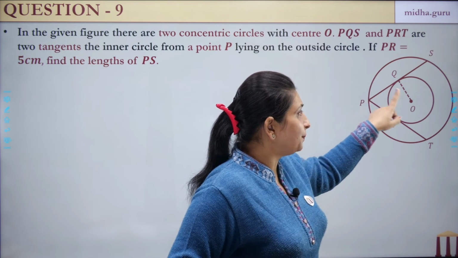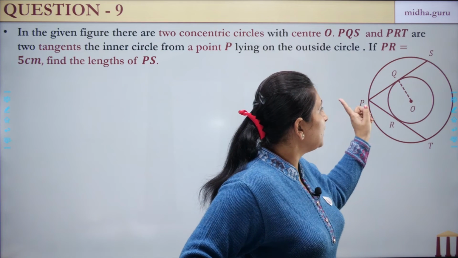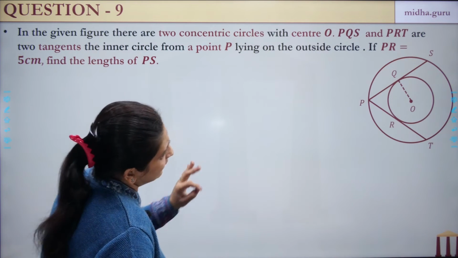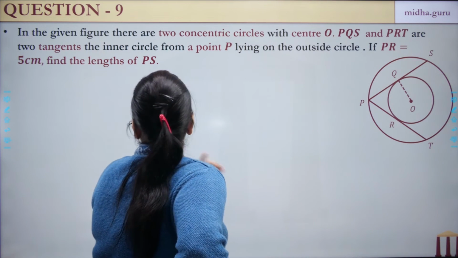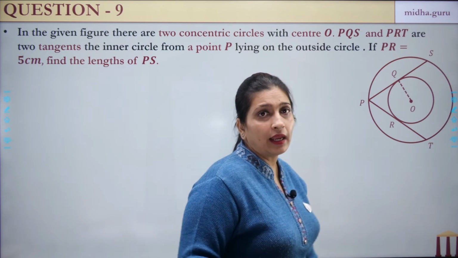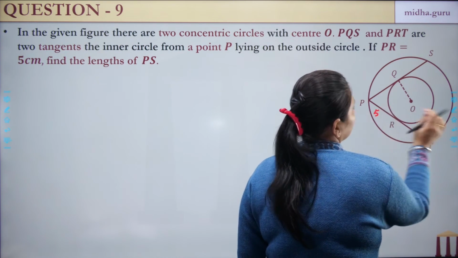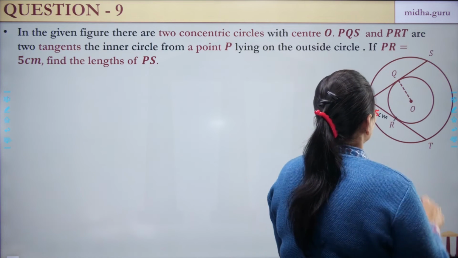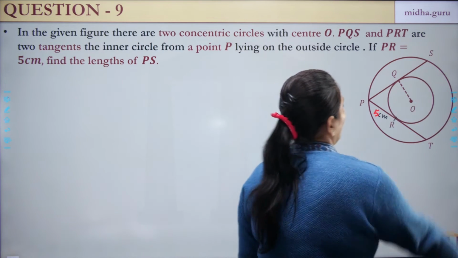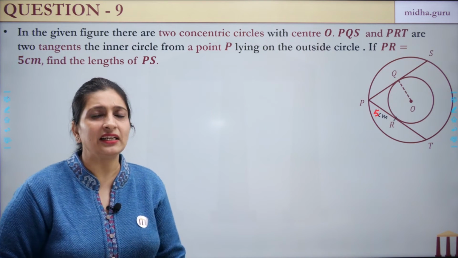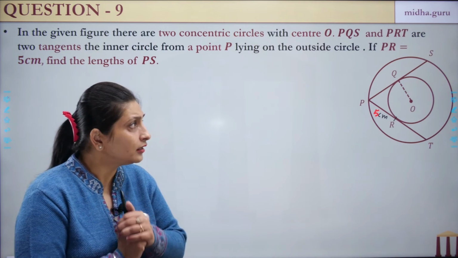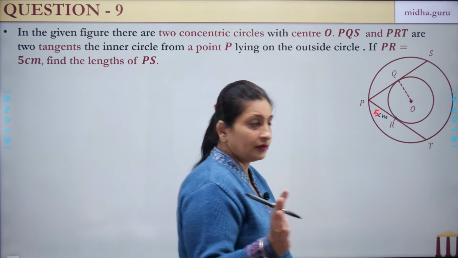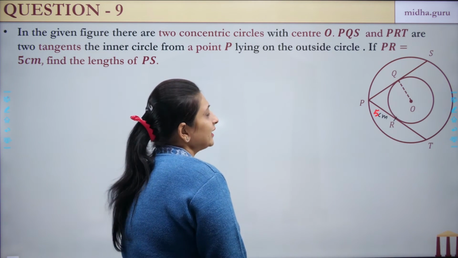Okay, we have an external point P to this circle. We have 2 tangents, PQS and PRT. Now, this point P is lying outside the circle. PR is 5 centimeter. We have to find the length of PS. Okay, let us see. PS and PT are tangents to the small circle, and PS and PT are chords to the bigger circle. Right? Agreed? Okay, so we can move like that.